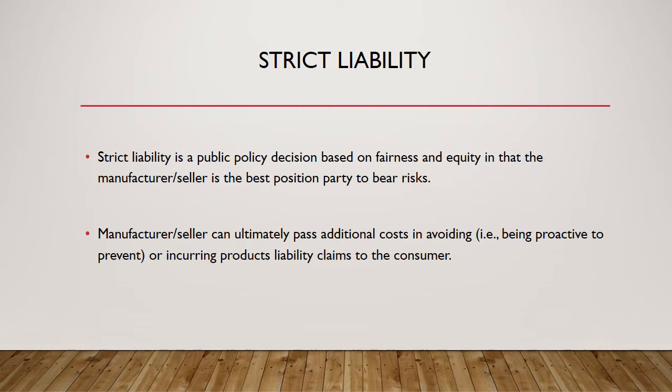And so a product may cost $20 more, but that also means that it may have been a safer product, with less chance of it being defective. So manufacturers can ultimately pass along the cost that it takes to avoid, that's them being proactive to prevent there being a defective or dangerous condition of the product. And they can also pass along the ultimate cost, if they have any, when they do incur products liability claims.